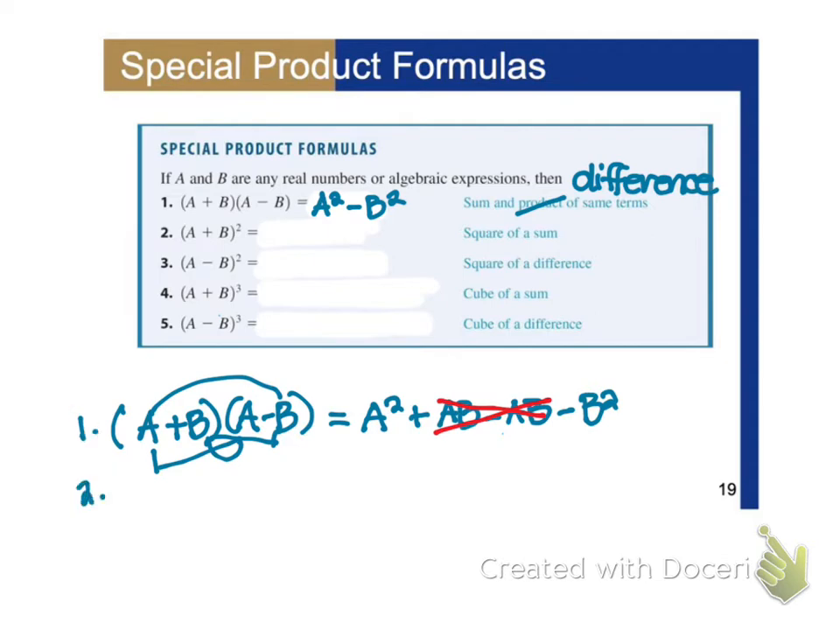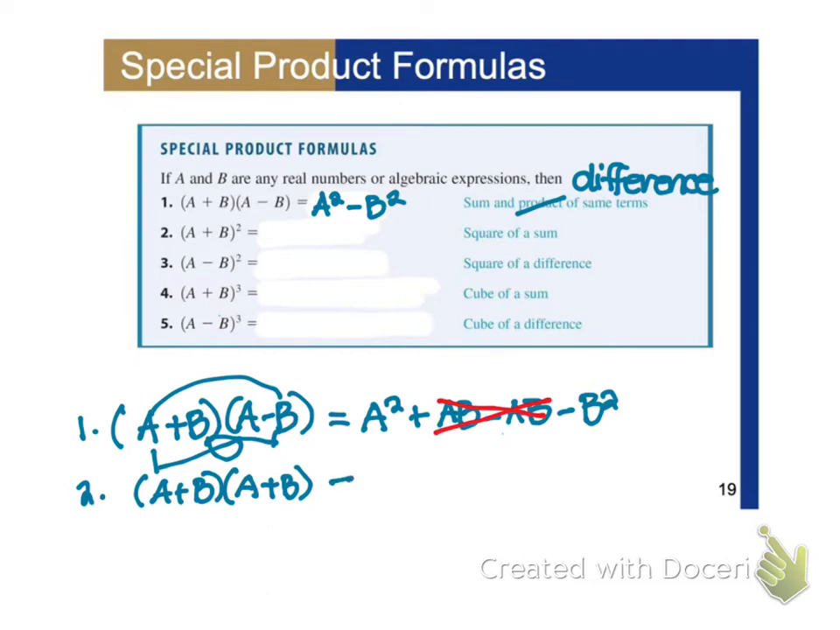Number 2 is A plus B squared. Now, this is a very common mistake. When people see a binomial square, they just want to square both terms and say this is A squared plus B squared. Well, that's not correct. So we definitely want to make sure we understand this one, because that's a very commonly made mistake.